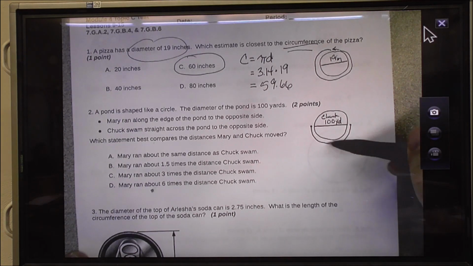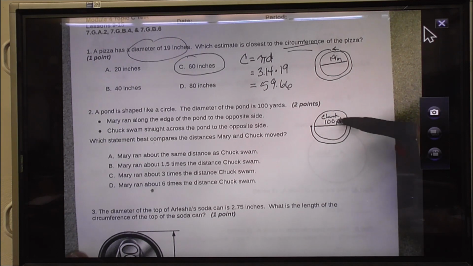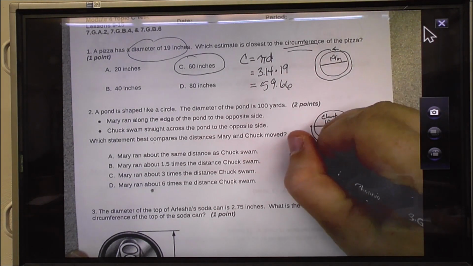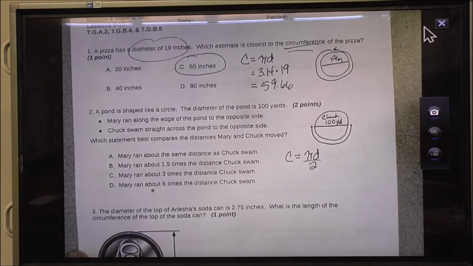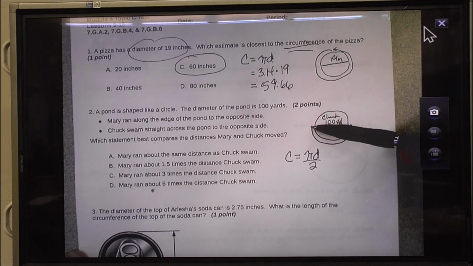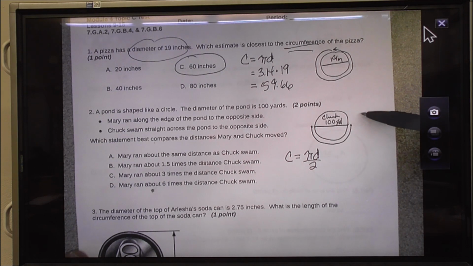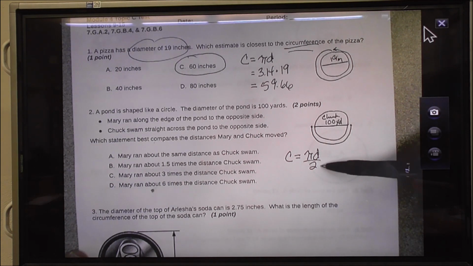But Mary ran around this way. So how are we going to figure out how long it was that Mary ran? What are we going to find? We're going to take the diameter and divide by 2? Yes. Really? That gives you the circumference of the circle? C equals pi d. Why are you dividing it by 2? Because it's only half of the circle. Because this is a semicircle. She ran right here and got to the other side. Okay? So this is the circumference. She's going around the circle. Anytime you go around a circle, that's circumference. And because it's only a semicircle, you got to divide it by 2.